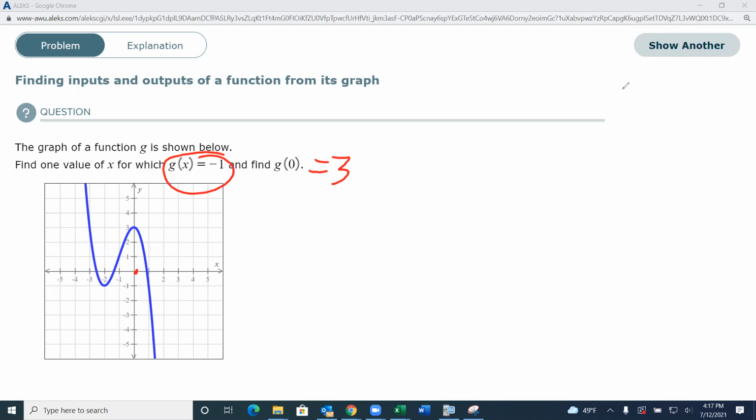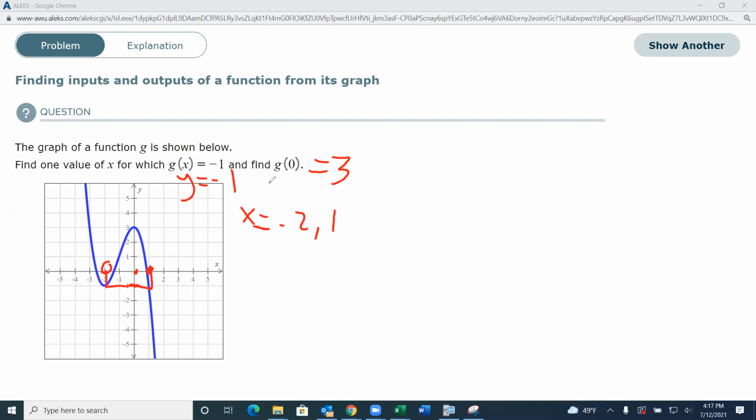So what does g of x equals -1 mean? That's essentially, remember, g of x, that's like your y. So this basically means y equals -1. So they're saying when y is -1, what's x? Well, y is -1 is right there. And that occurs when x is -2. But it also occurs when x is +1. So -2 and 1 are the two solutions for that first part.